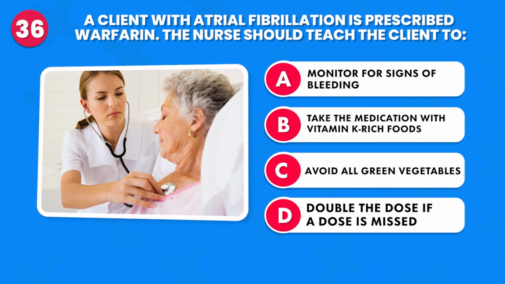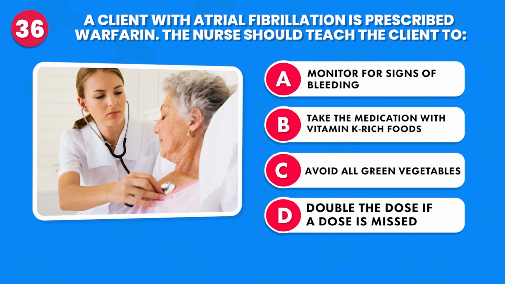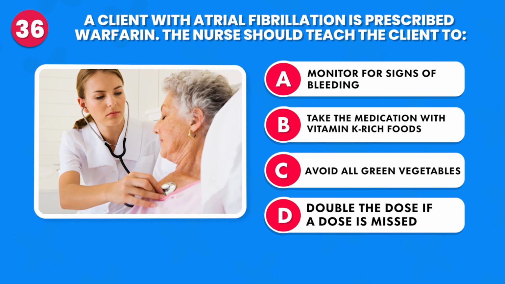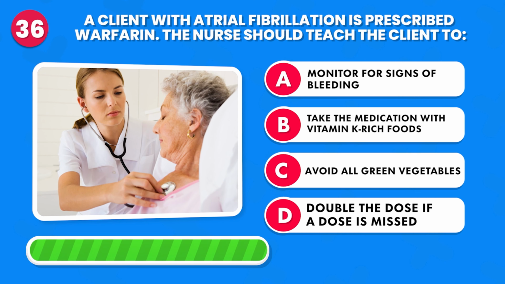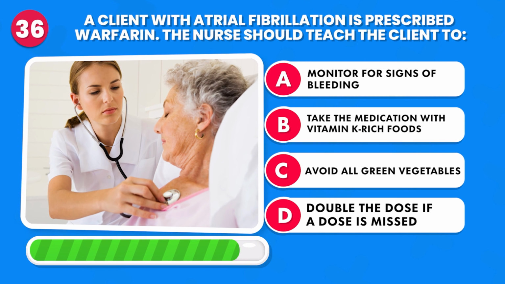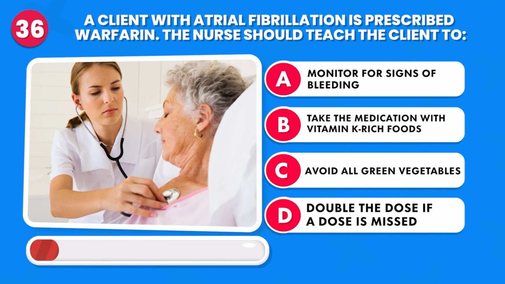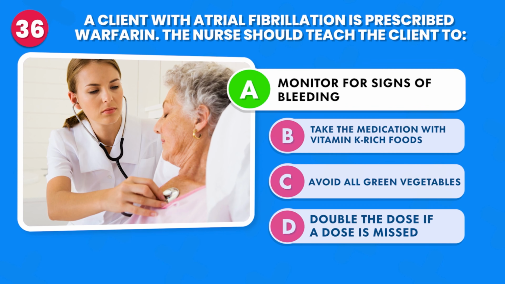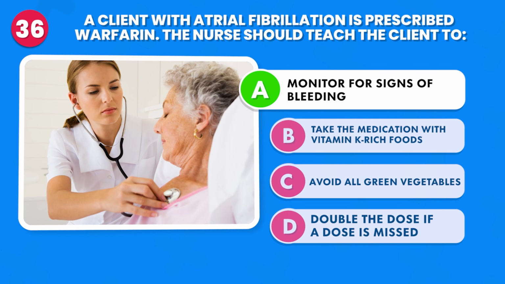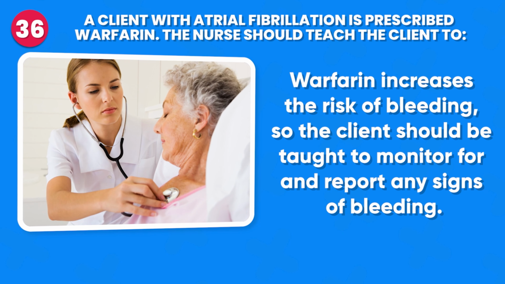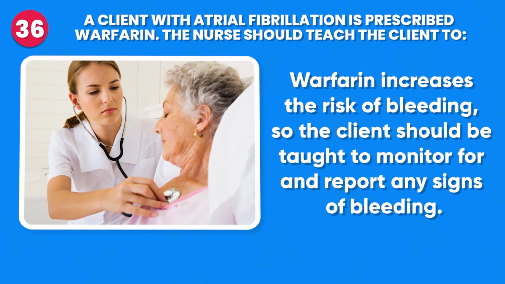A client with atrial fibrillation is prescribed warfarin. The nurse should teach the client to: A. Monitor for signs of bleeding. B. Take the medication with vitamin K-rich foods. C. Avoid all green vegetables. D. Double the dose if a dose is missed. It's A. Monitor for signs of bleeding. Warfarin increases the risk of bleeding, so the client should be taught to monitor for and report any signs of bleeding.